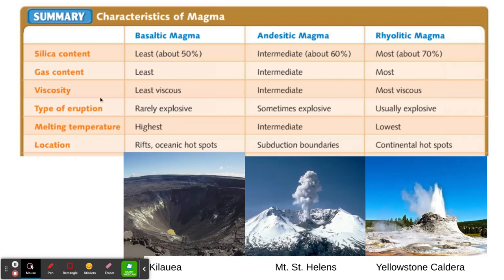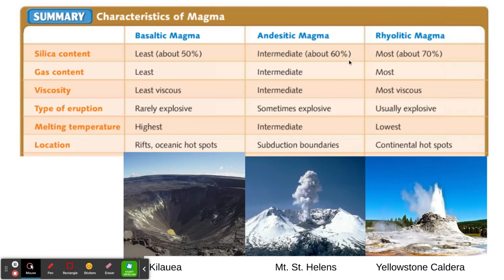You find basaltic magma in places like oceanic hotspots and rift valleys, like the Mid-Atlantic Ridge, where Iceland is. So consider that the rift valleys like Iceland, oceanic hotspots like Hawaii, these are places where, despite the fact there's volcanic activity, people still live there. And that's because these eruptions are less explosive.